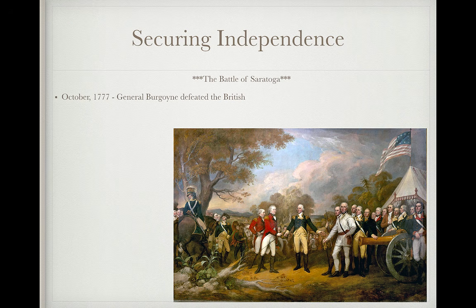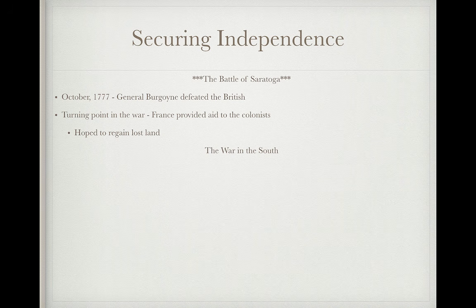In October of 1777, General Burgoyne of the American side defeated the British. This was a turning point because France then entered the war on behalf of the American colonists. They began to provide aid to them. And the reason they did this was they hoped to regain lost land from the 7 Years' War. Now, they never got it back, but they did hope for it.